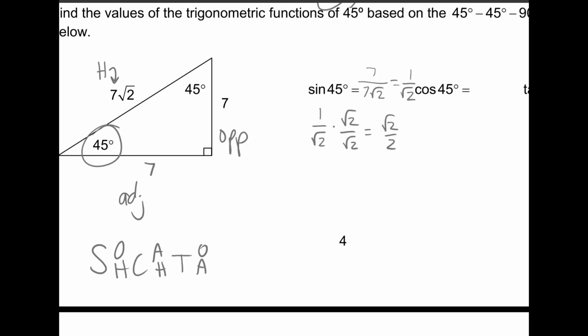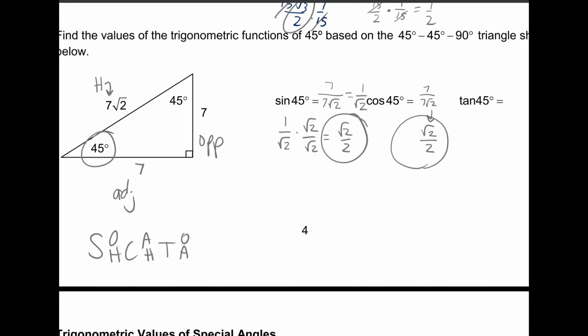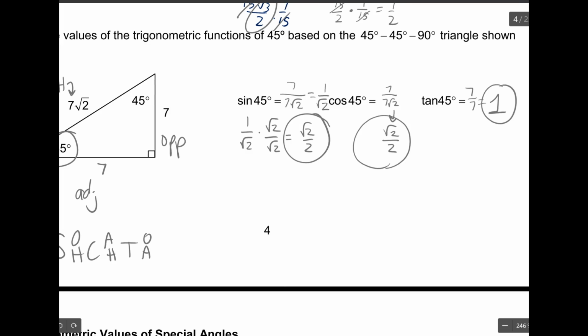Now if I do cosine, now I need the adjacent. Adjacent over hypotenuse, so 7 over 7 root 2. It's the same thing because it's the same number. Because my opposite and adjacent sides are the same number, cosine and sine match. They both are root 2 over 2. And if I do tangent, which is opposite over adjacent, it's going to be 1. That's so chill.